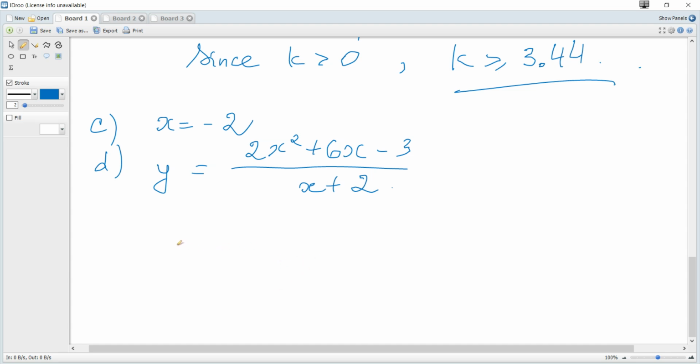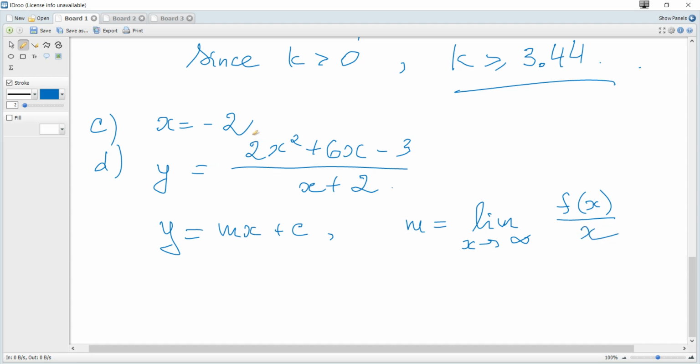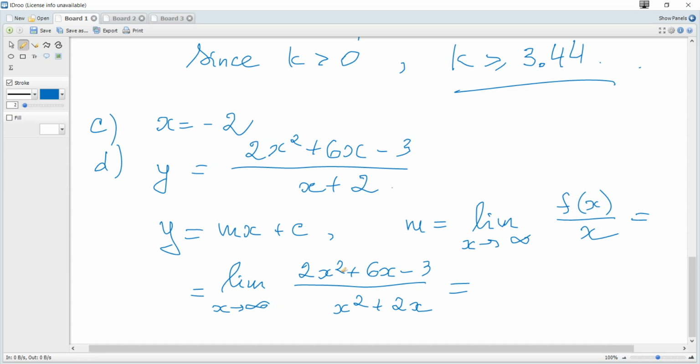I want to use the fact that the oblique asymptote has just an equation of a straight line, mx plus c, and the gradient m can be found as the limit when x tends to infinity of the function divided by x, and it's quite clear that it's 2. It becomes the limit of 2x squared plus 6x minus 3 divided by x squared plus 2x. When x is very large, we take into account only the greatest powers of x, because other terms will be much smaller, so it acts like 2x squared over x squared, which cancels, and it's clear that this limit is 2.